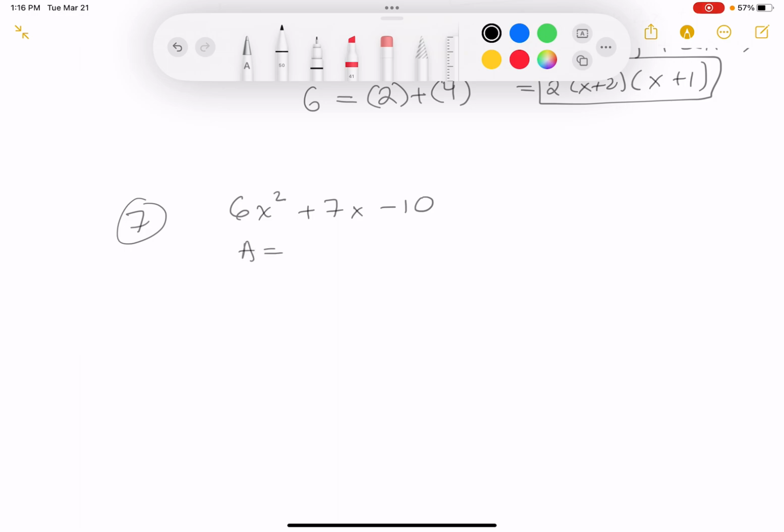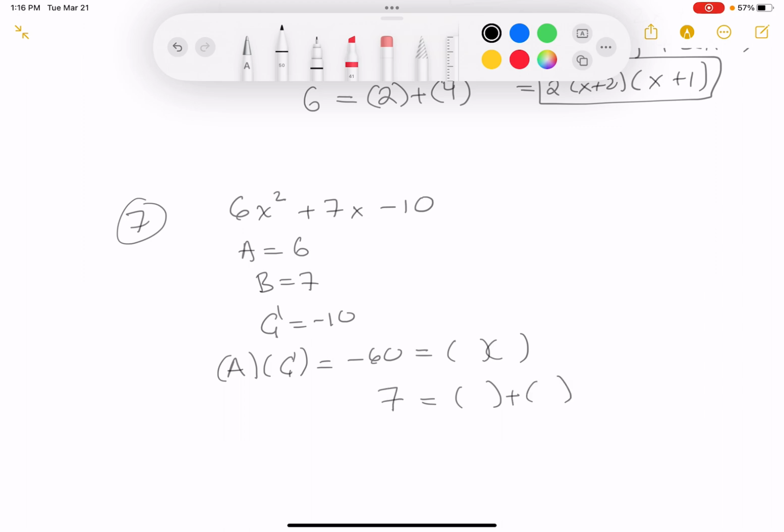A, I'm going to use the AC method, is 6. The B is 7. And the C is minus 10. So I'm going to write down A times C. A times C is going to be minus 60. So I've got to find two numbers that multiply together to minus 60, but those same two numbers must add up to 7.